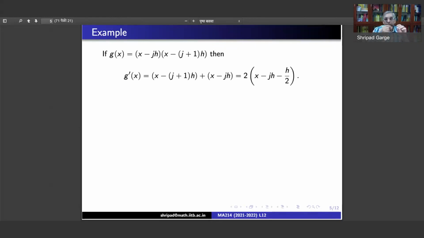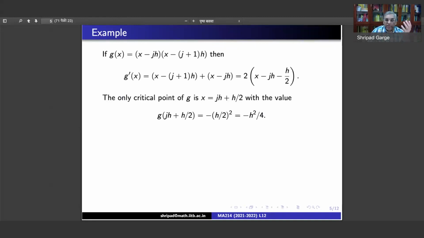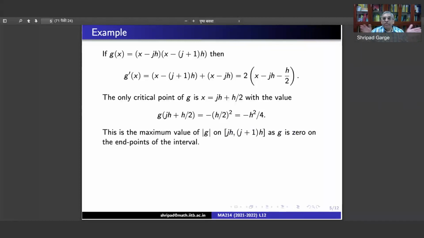The derivative computation gives you this. I told you that it's a symmetric graph, therefore the minimum value is going to be achieved exactly at the midpoint, which will be (a+b)/2, which in this case is jh plus h by 2. The value at that point can be computed easily, which is minus h squared by 4. So I have this polynomial g(x), and its maximum absolute value is to be computed on the interval [jh, (j+1)h]. Because there is only one critical point, minus h squared by 4 is the minimum value, and the function is 0 at the endpoints. So the maximum value of the modulus will be h squared by 4.